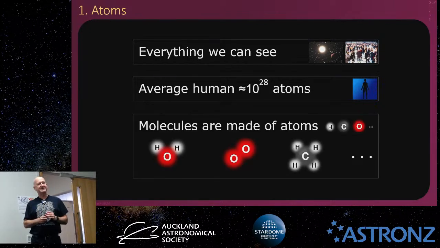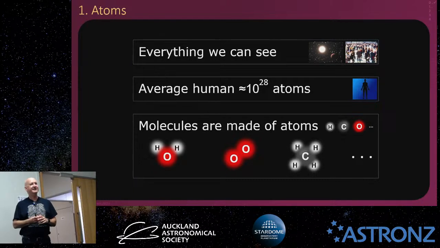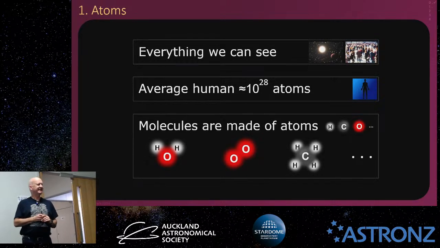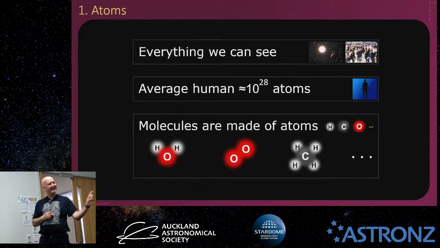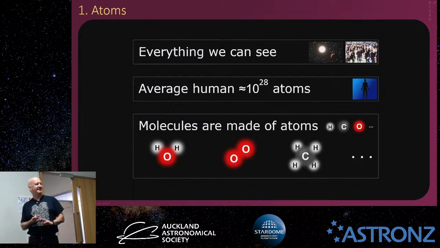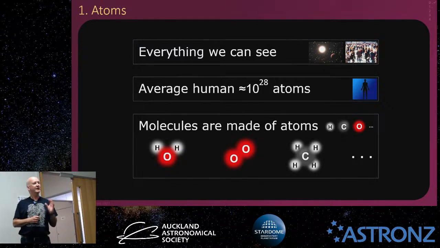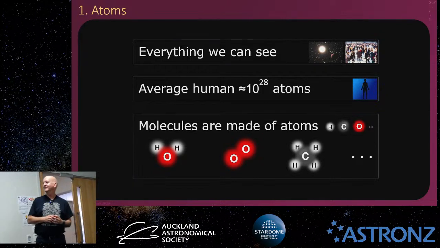Of course, atoms can be put together to make molecules. For example, H2O, the water we drink, which is 1 oxygen atom and 2 hydrogen atoms, or O2, the oxygen we breathe, 2 oxygen atoms. The next one is methane, CH4, with 1 carbon and 4 hydrogen atoms. And that list goes on very, very far.